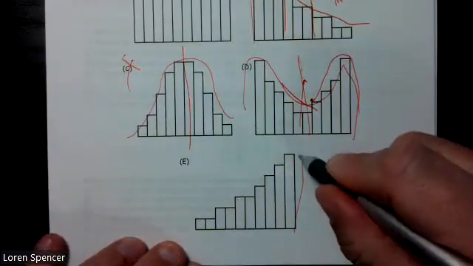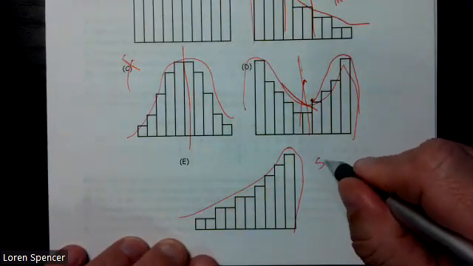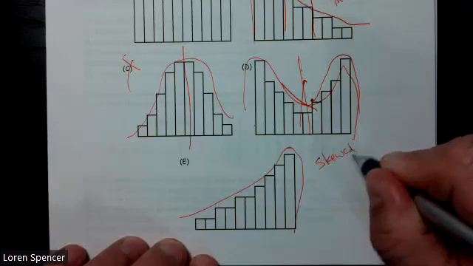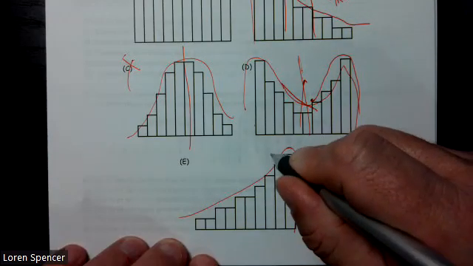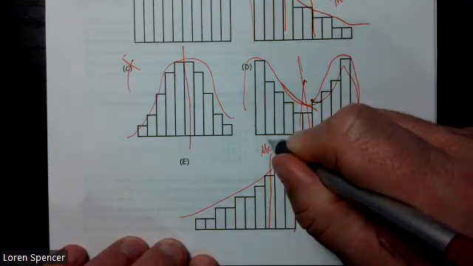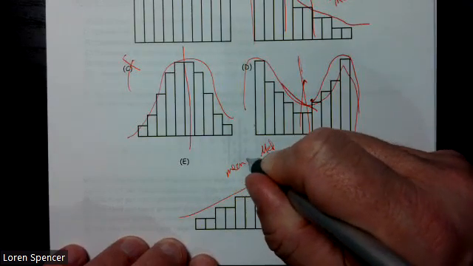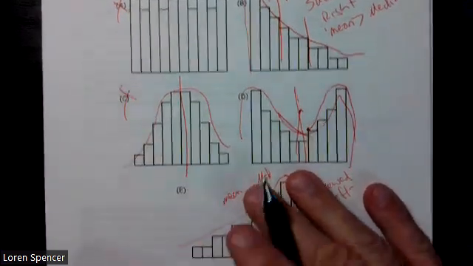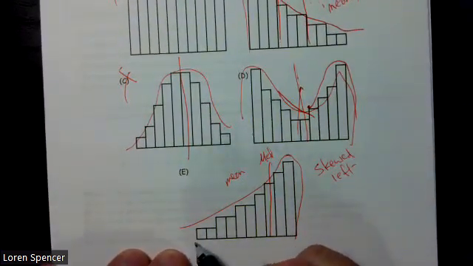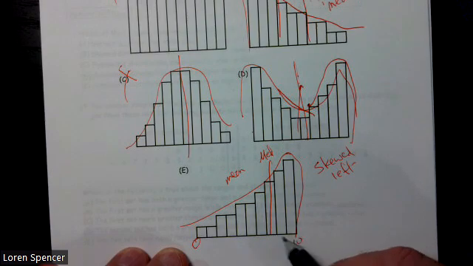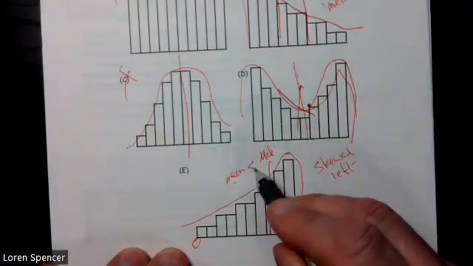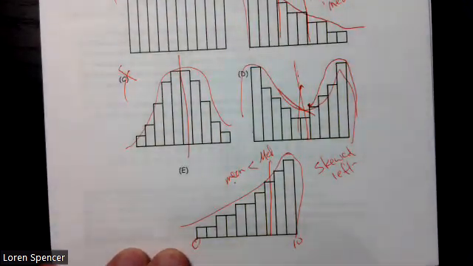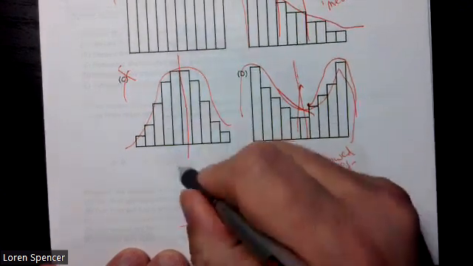This one is skewed left, which, if this is where my median is, my mean will be to the left of it. So skewed left, mean left, and basically, if this were 0 and this were 100, the mean would be less than the median. So our answer choice for this one is E.